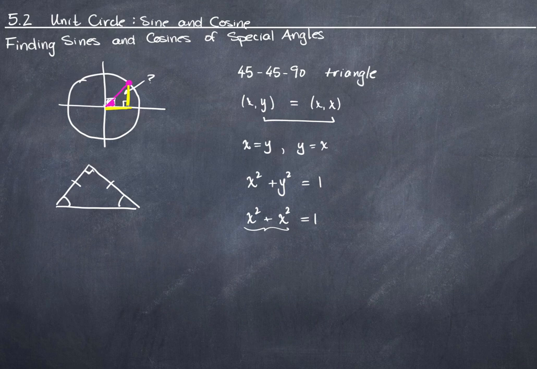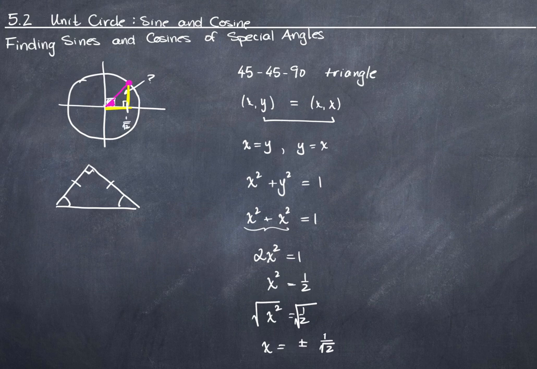Well, now I have common terms, so I can combine them, like terms. So I have 2x squared equals 1. If I divide both sides by 2, I get x squared equals 1/2. And if I want to know what just x is, not x squared, then I'll take the square root of both sides. And that gives me x equals plus or minus 1 over the square root of 2. It's actually the square root of 1 over the square root of 2, which is, square root of 1 is just 1. So in this case, I have x equals 1 over the square root of 2.